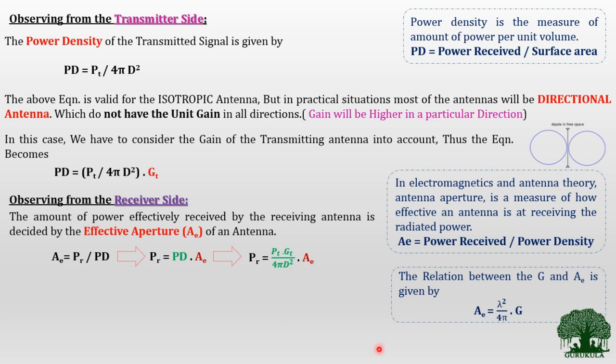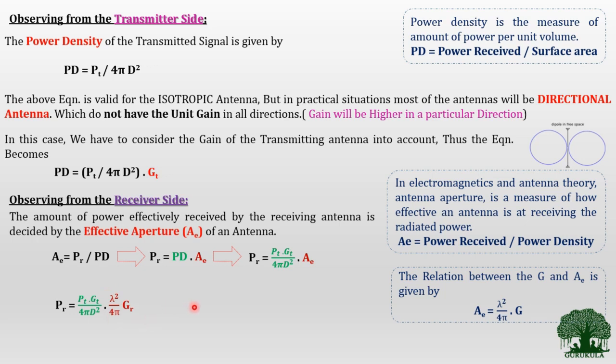And you could observe from this equation that your effective aperture is directly proportional to the gain of the antenna. So if I increase the effective aperture, the gain is also going to increase, and the vice versa is also possible. So now I know the value for effective aperture in terms of wavelength and gain. By replacing this value in my received power equation, I'll get PT GT over 4 pi d squared, which is for the power density, and lambda squared divided by 4 pi times GR, which is for my effective aperture.